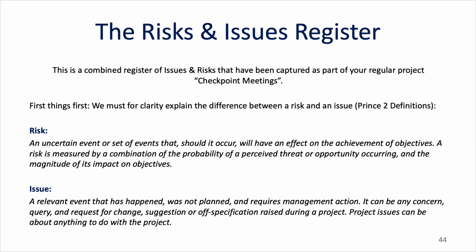A risk is an uncertain event or set of events that, should it occur, will have an effect on the achievement of the objectives. A risk is measured by the combination of the probability of a perceived threat or opportunity occurring and the magnitude of its impact on objectives, whilst an issue is a relevant event that has happened. It was not planned and it requires some sort of management action. It can be any concern, query, request for change, suggestion or off-specification raised during a project. Project issues can be about anything to do with the project.